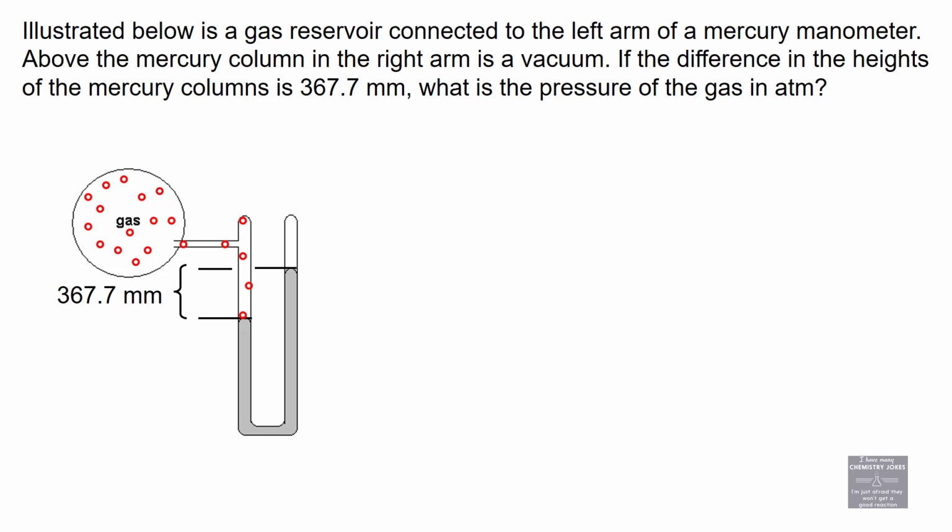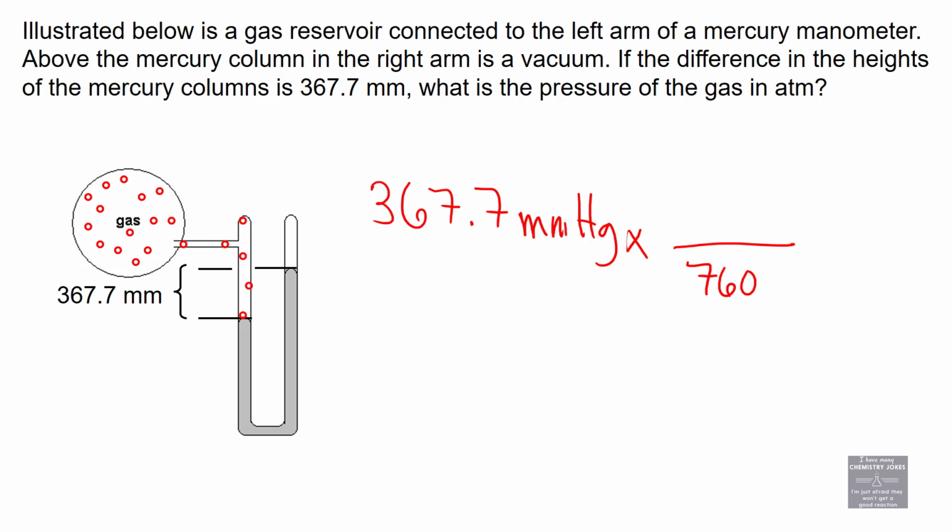Illustrated below is a manometer. Above the mercury column is vacuum. If the difference in the heights of the mercury column is this, what's the pressure of the gas in atmospheres? All that is a simple conversion. Because we know that it's a closed end manometer, it's just converting millimeters mercury to atmospheres. And that's dividing by 760. And if I look at my little cheat sheet that I've already done the math, I got 0.484 atmospheres.